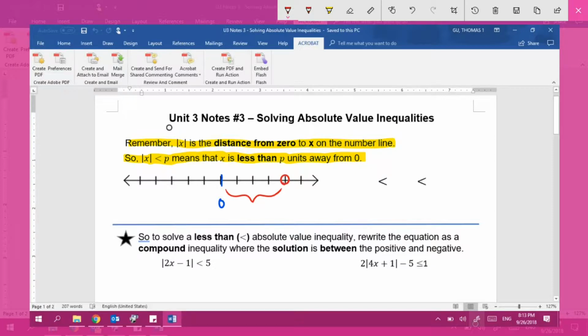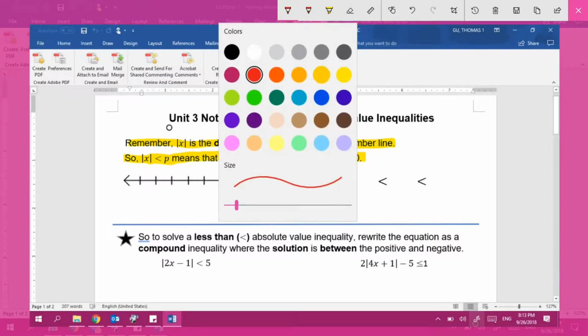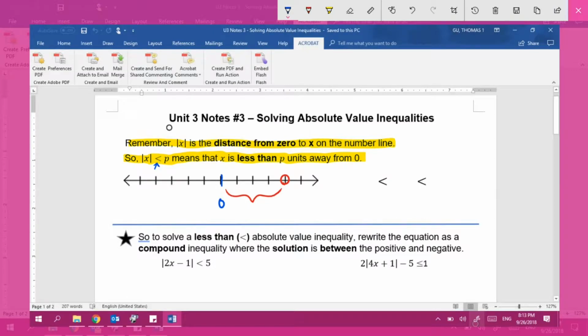And I'm using an open circle because I don't see an equals to on my less than symbol. And then p units away in the opposite direction. Let's just say it's right there. Both of these need to be the same amount of distance. That's p units, that's p units. P units in the positive direction would mean this point is positive p, and in the negative direction, this point would be negative p.